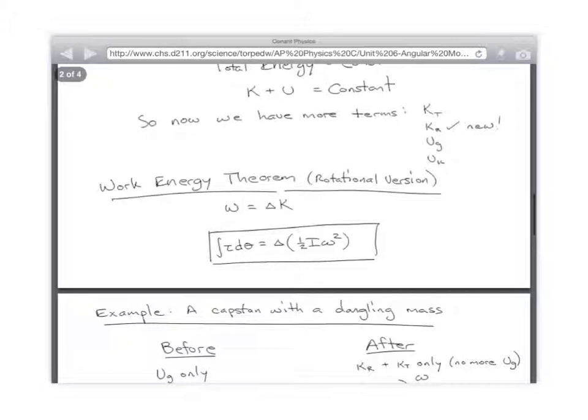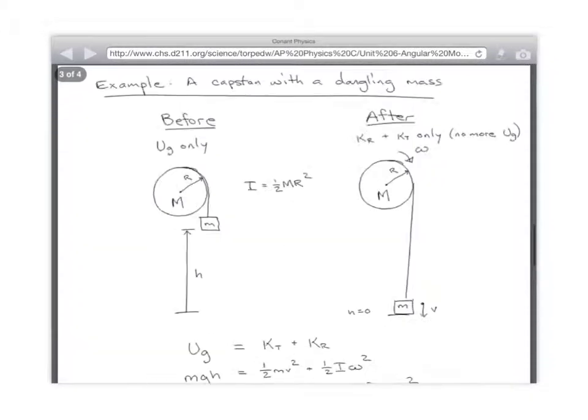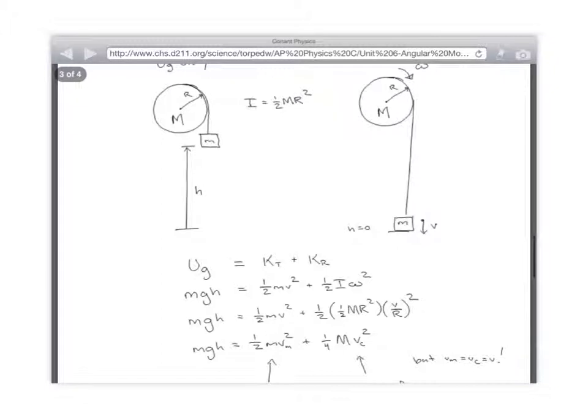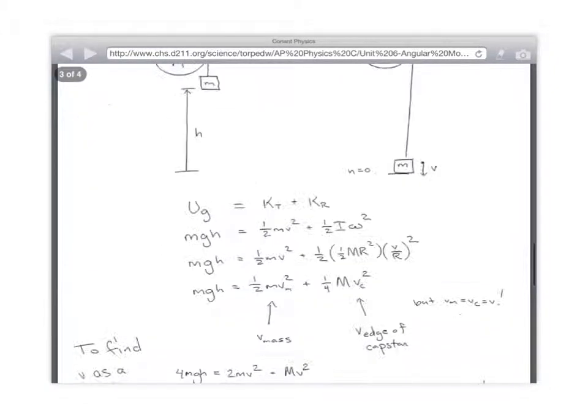Well, that's interesting. So you could say that the mgh, well, we already said that, sorry. Very interesting question, though. What if you wanted to know how fast the mass is going after it dropped a certain height? How would you do it?